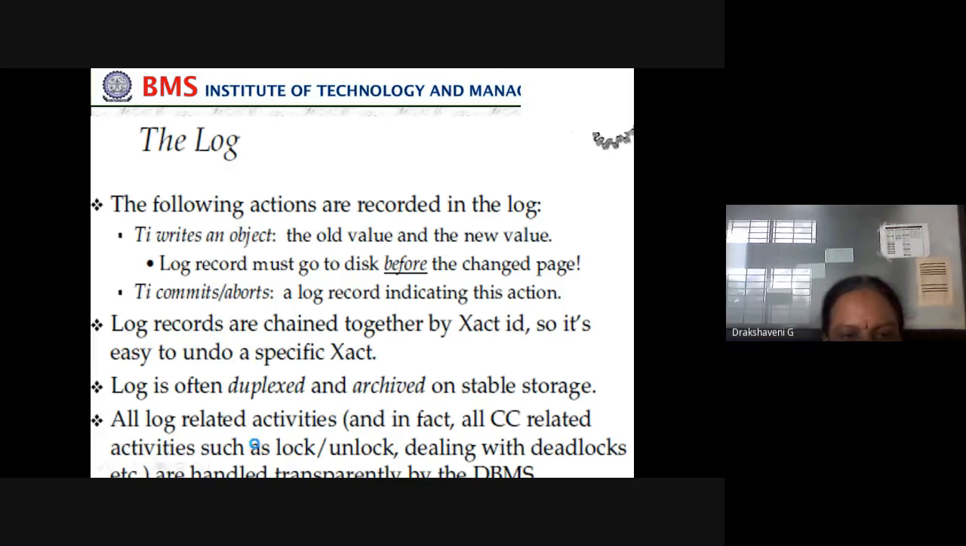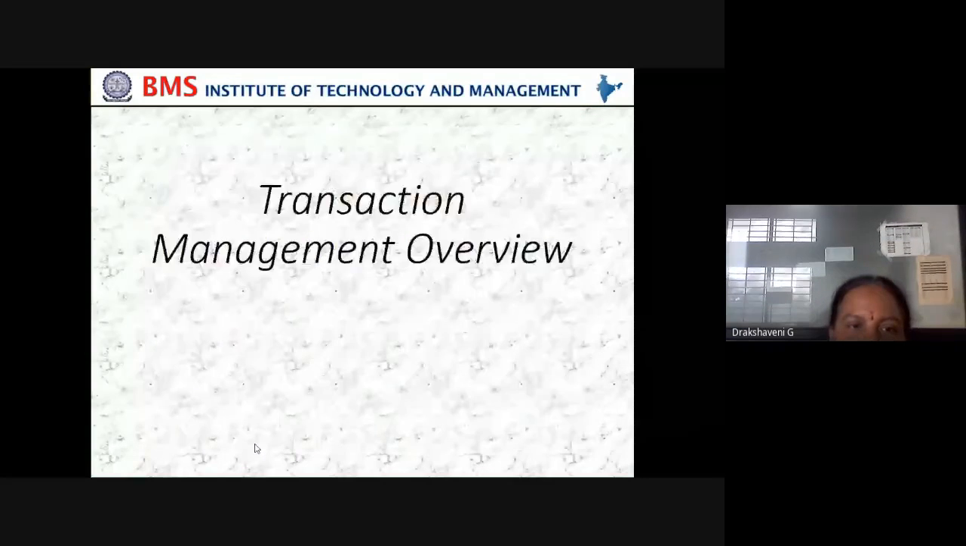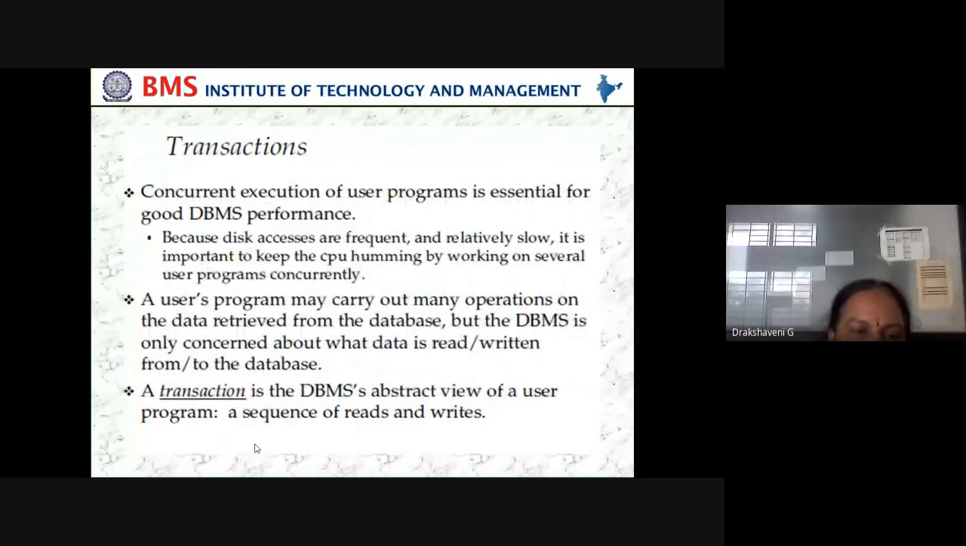I'll stop here. We'll continue in the next class. Before I stop, so what we have done today, let us revise. So we have started with the transaction. So what is a transaction?